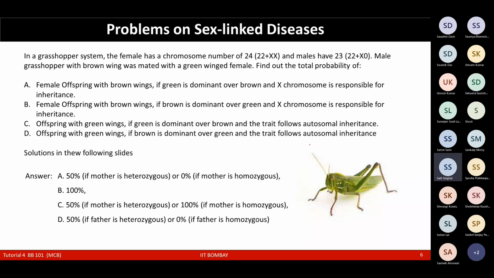What is autosomal inheritance? Autosomal inheritance basically means that a gene is located on one of the autosomes. So it means that the female and the male have an equal probability of getting that gene. Autosomal.